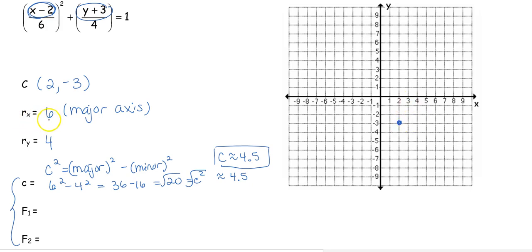The r of x is 6. So the radius in the x direction is going to be 6. So I'm going to count 1, 2, 3, 4, 5, 6 right. I'm going to count 1, 2, 3, 4, 5, 6 left. The r of y, the radius in the y direction, is going to be 4.